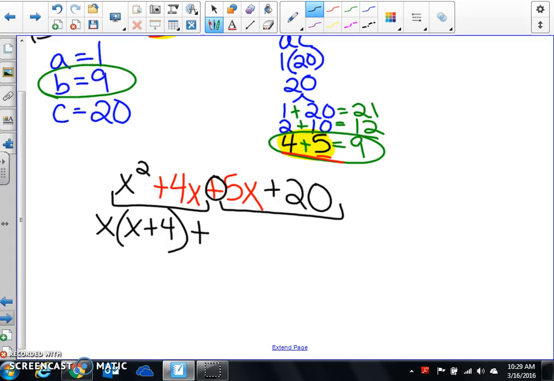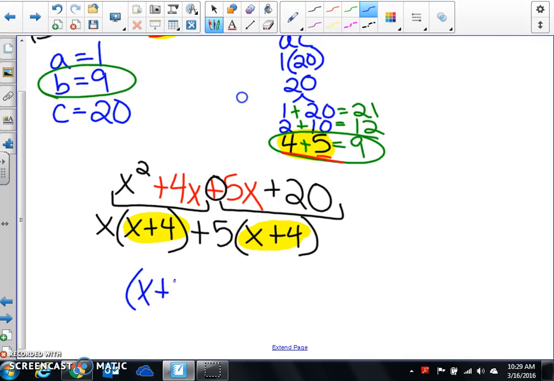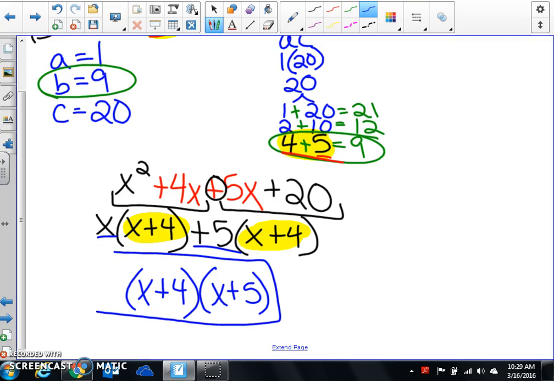The greatest common factor of 5x plus 20 is 5. 5x divided by 5 is an x, and 20 divided by 5 is a positive 4. These have to be identical, and sure enough, they are, so I rewrite it. And then my other binomial is what's left over, so x plus 5. That is completely factored. Here's the next one.